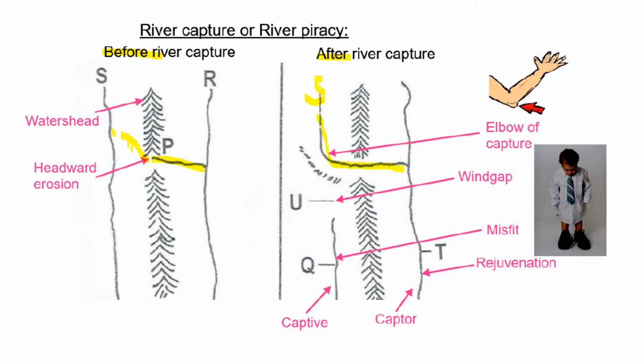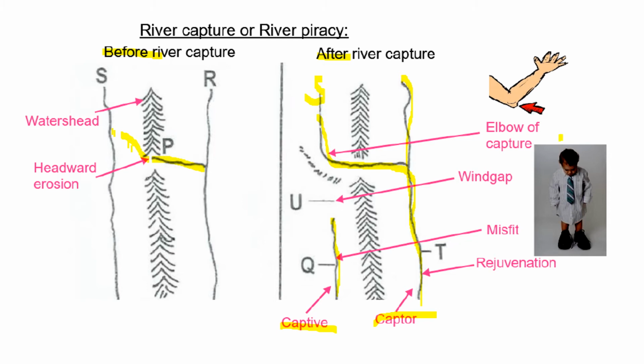intercepts river S, and in fact then steals the headwaters. So this river down here, this was river R originally, is now going to be rejuvenated because there's a lot more water flowing in this river. It is then also called the captor. So now the captive river, this little one that's left behind, this we refer to as the misfit.